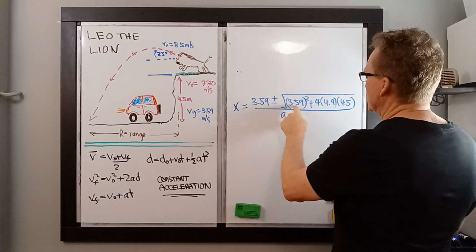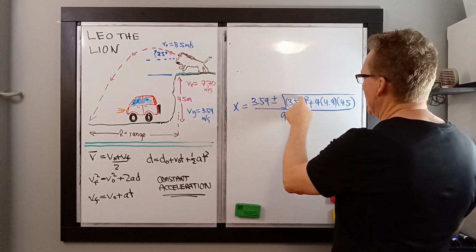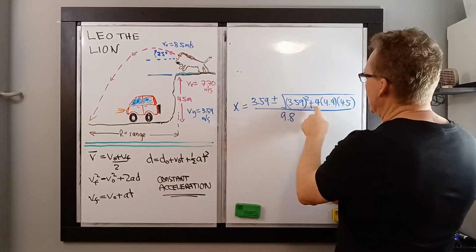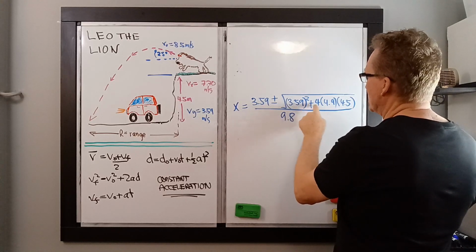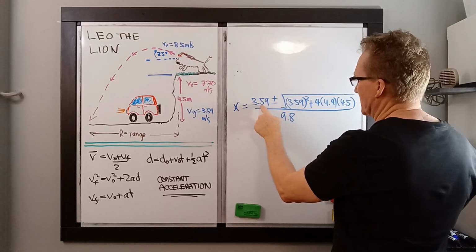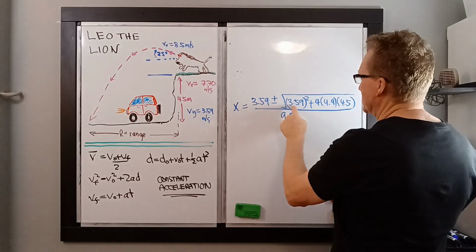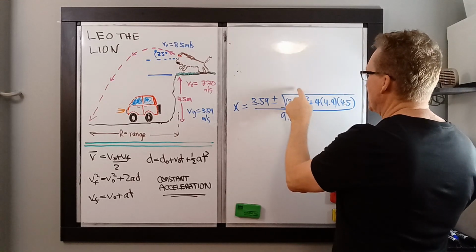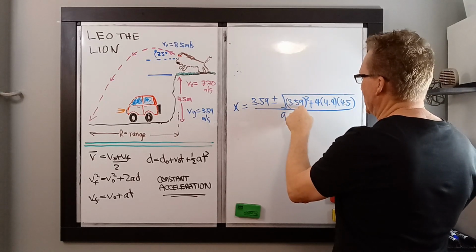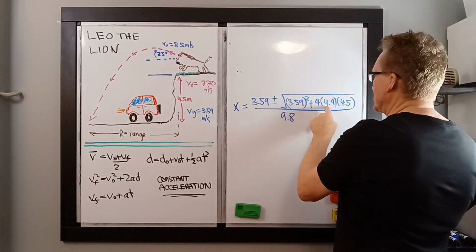Notice this is 3.59 squared and then square root. And then there's something added to it. So this term in here is going to be bigger than this term. This is 3.59 squared and then square root, which is going to make it 3.59. But it's going to be bigger because of this term.